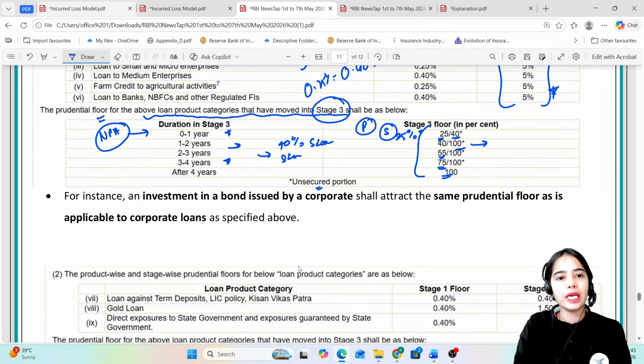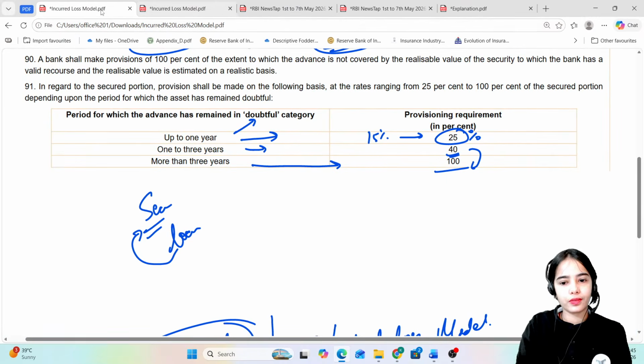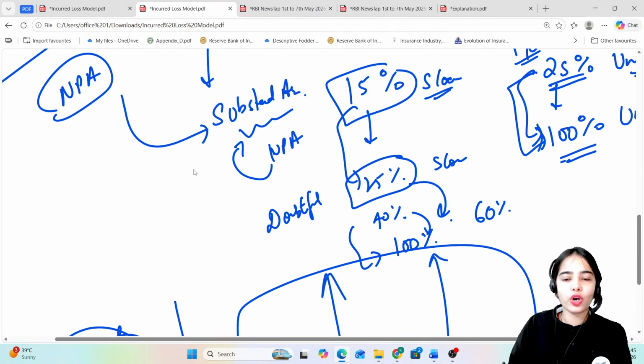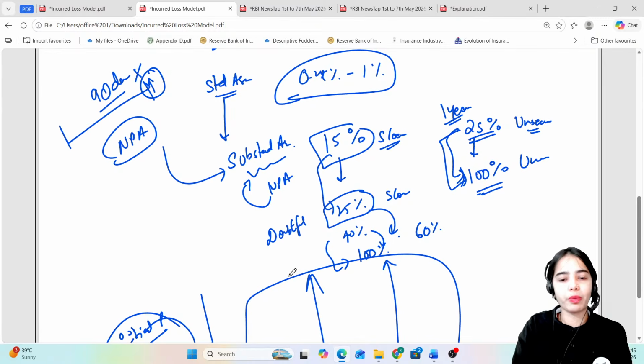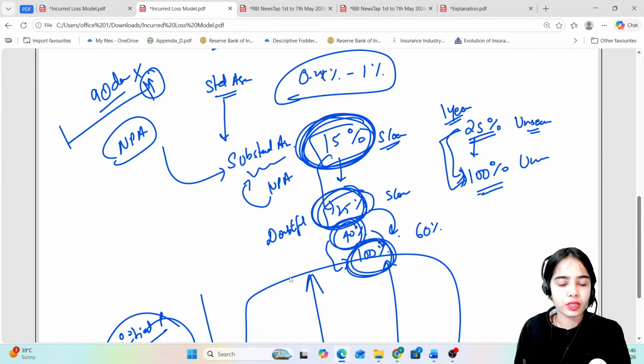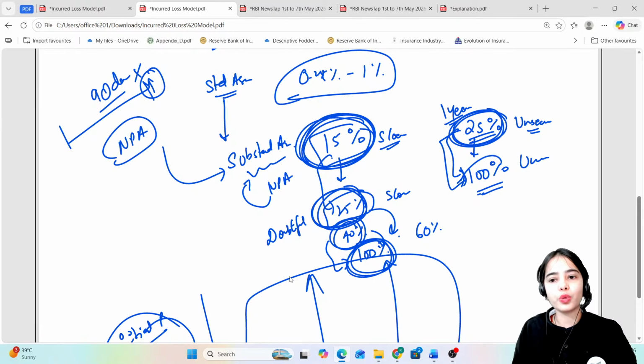So here you can see that in the incurred loss model, there was an increase in the secured loan part. In the secured loan part, the provisions were increasing from 15% to 25% to 40% to 100%. And in the unsecured loan, the provisions were increasing from 25% to 100%.